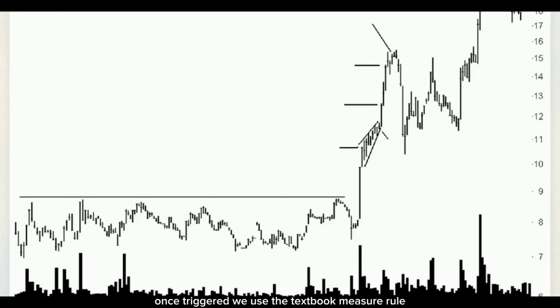Once triggered, we use the textbook measure rule to establish a preliminary profit target. Looking at this chart, we measure the vertical distance from the trend's origin at point A straight up to the pennant's start at point B. For step 2, we anchor that exact vector to the intraday low right before the breakout at point C and project it upward to find our theoretical target.